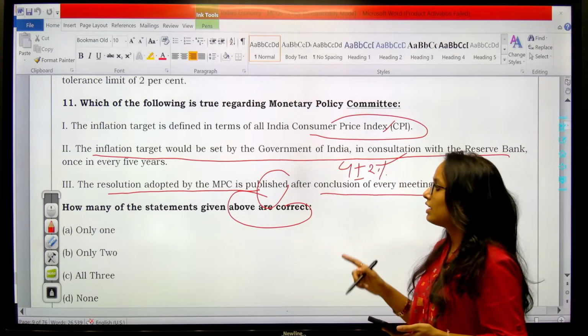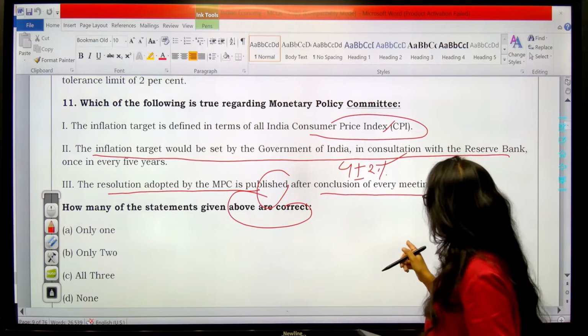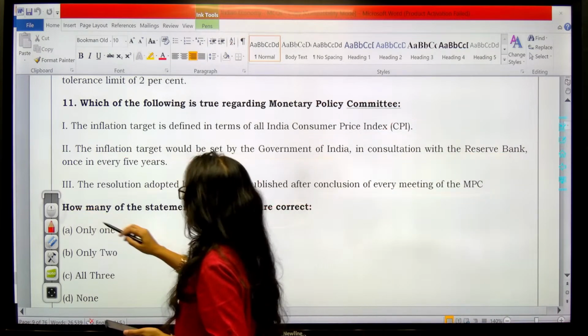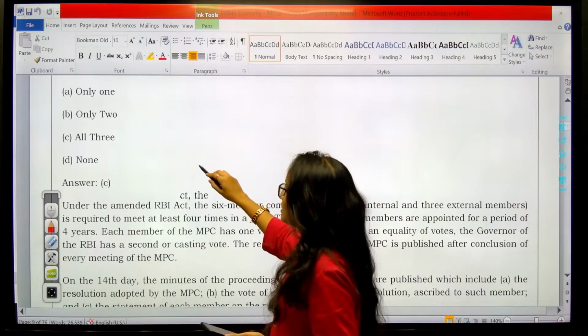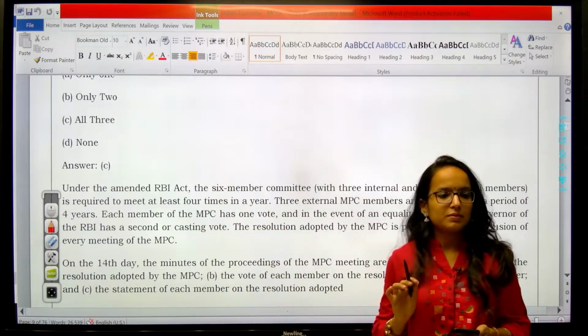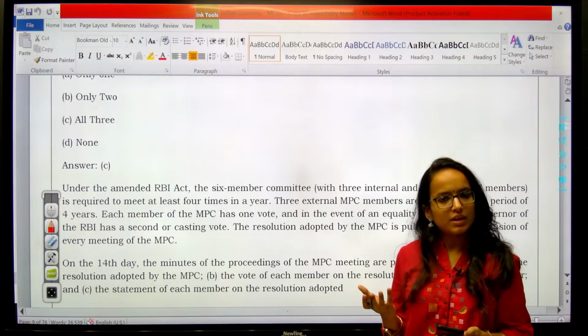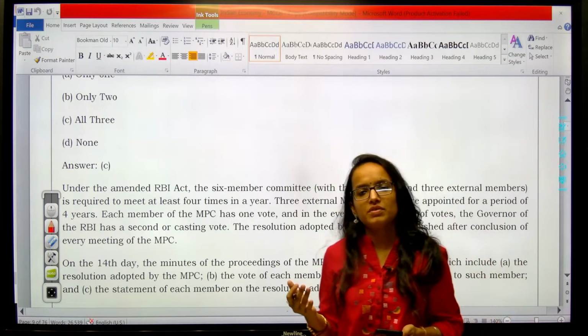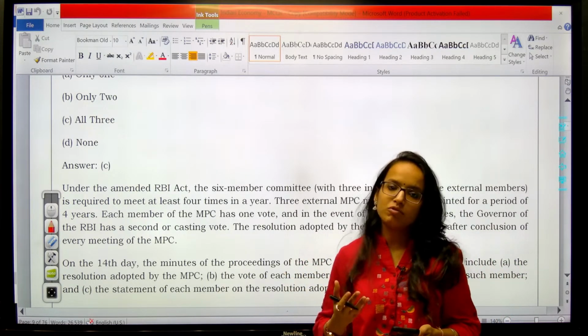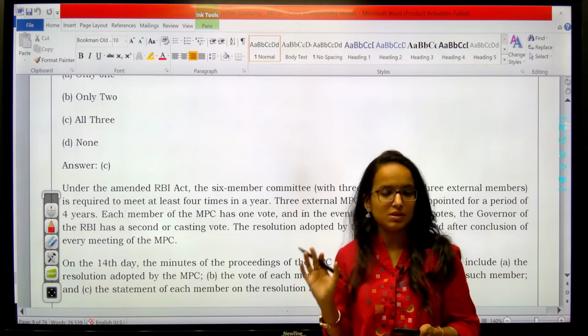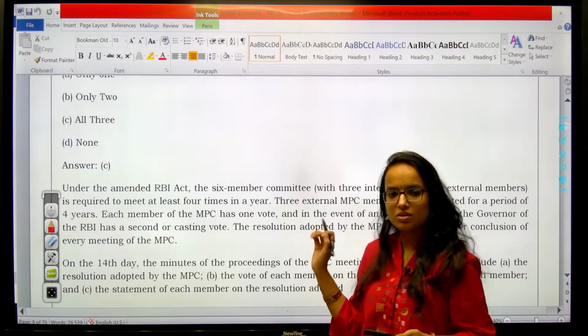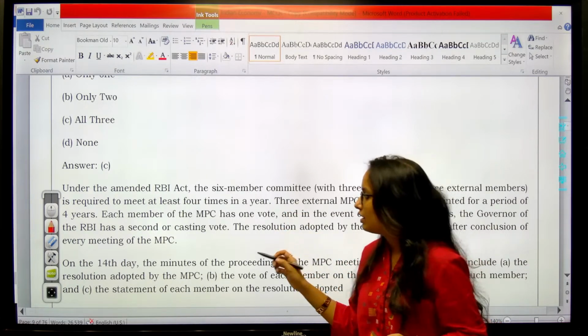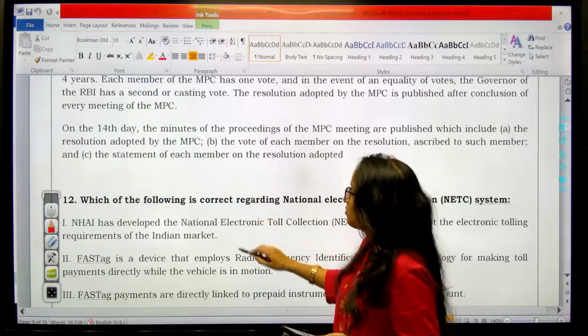Third says, resolution adopted by MPC is published after conclusion of the MPC. Yes, so your answer should be C. All of them are correct. No statement was wrong, right? So once in every 5 years, this target has to be revised by Government of India in consultation with the central bank, right? So this was the question. All statements are correct. Now question number 12.